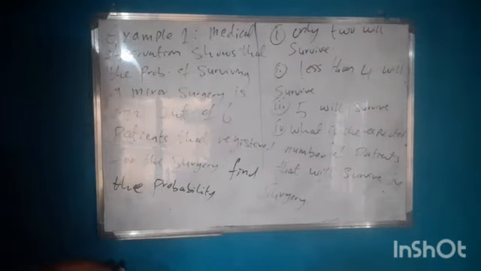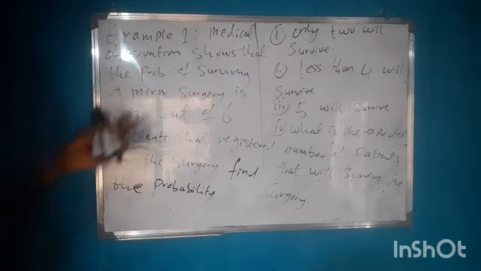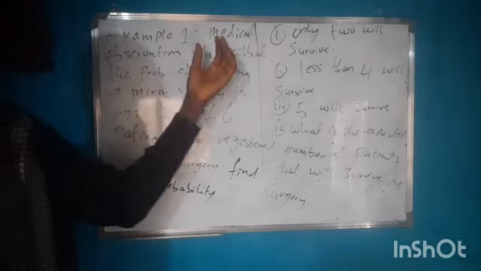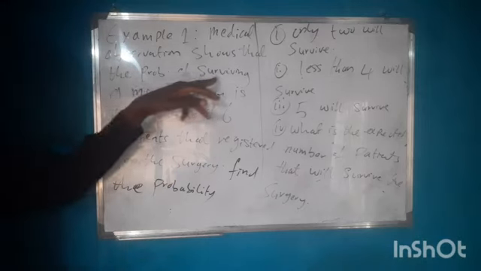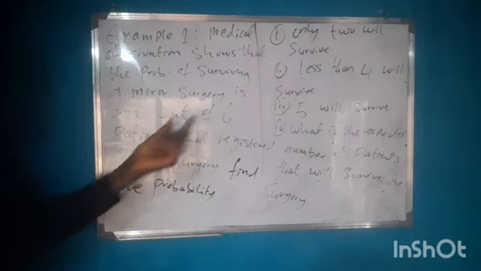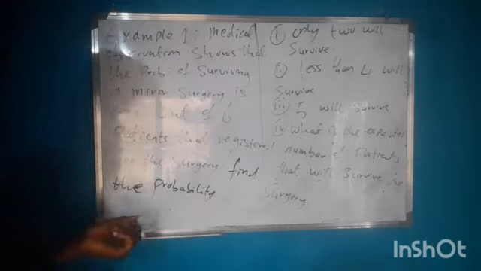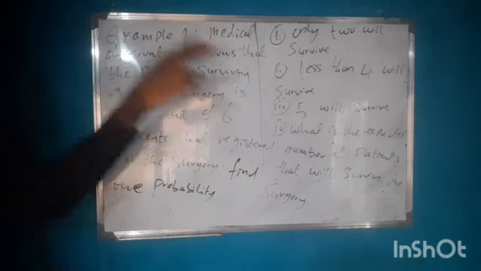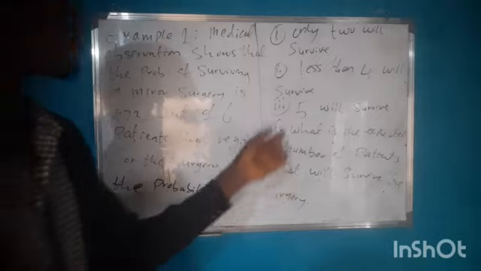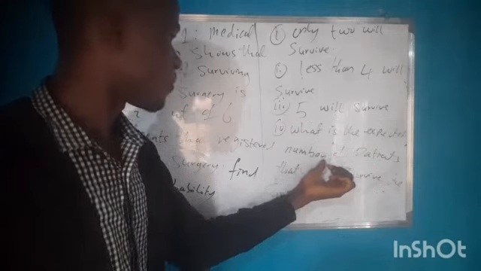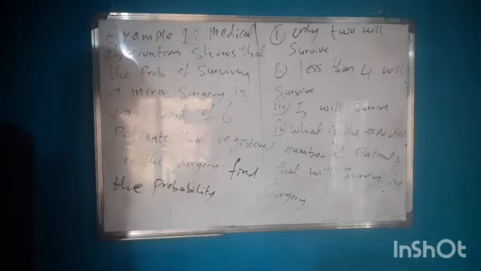The question says, a medical observation shows that the probability of surviving a neurosurgery is 0.72. Now, out of 6 patients that registered for the surgery, find the probability that only 2 will survive, less than 4 will survive, only 5 will survive, and what is the expected number of patients that will survive the surgery.